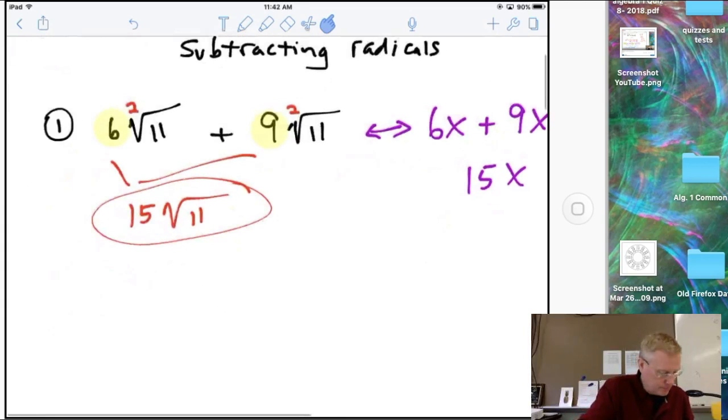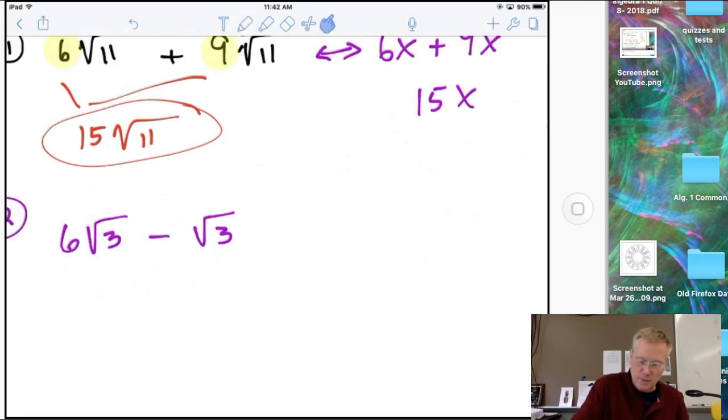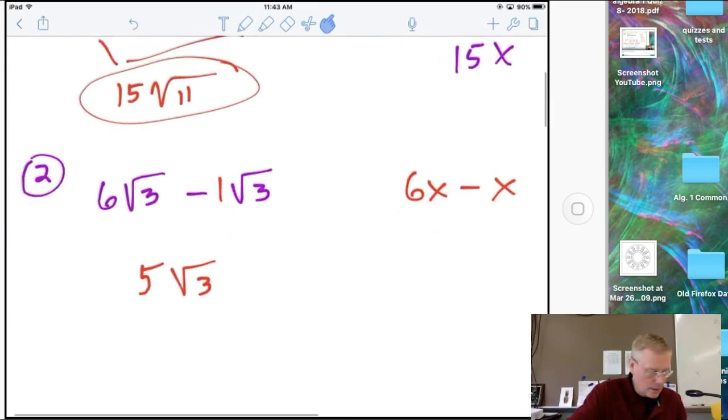All right, number 2, I can also subtract. Suppose I had 6 square roots of 3 minus square root of 3. If you get stuck, think about variables. This is the same as 6x minus x. Also, if you'd like to think about the coefficient in front of that square root of 3, there's always an implied 1, which means I'm really subtracting the 6 and the 1, which gives me 5. And then I just keep the square root of 3. Notice how I don't go adding what's underneath the radical or anything crazy like that.